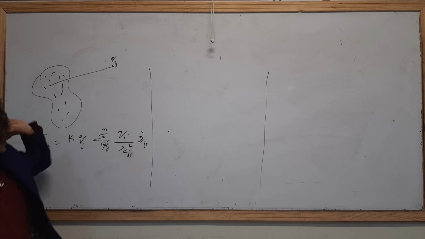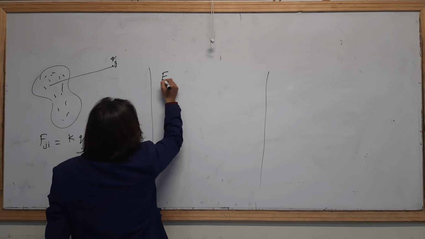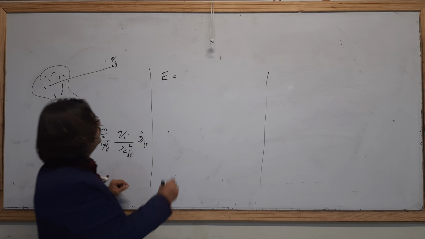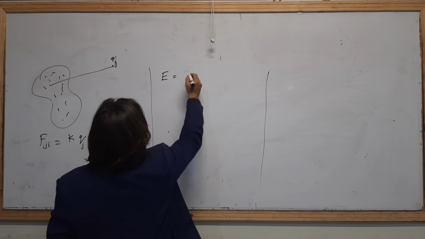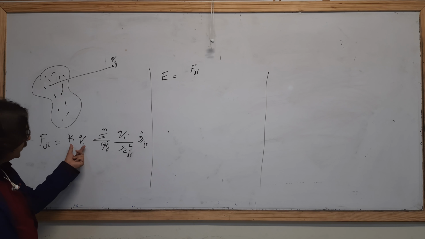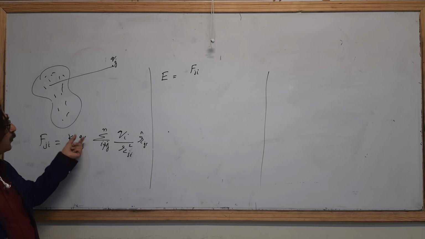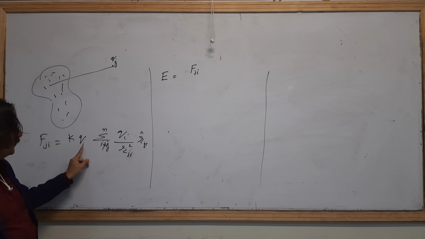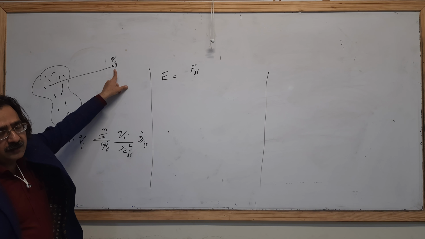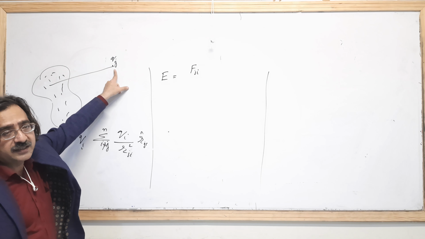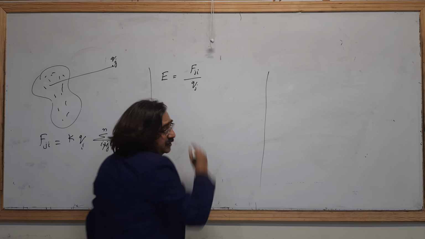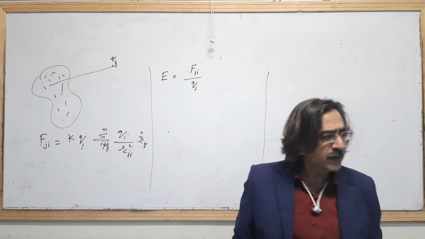And what is the electric field intensity? Electric field intensity will be the force on the test charge. If Qj is the test charge, on which you are interested to find the electric field intensity, force per unit charge is defined as electric field intensity.